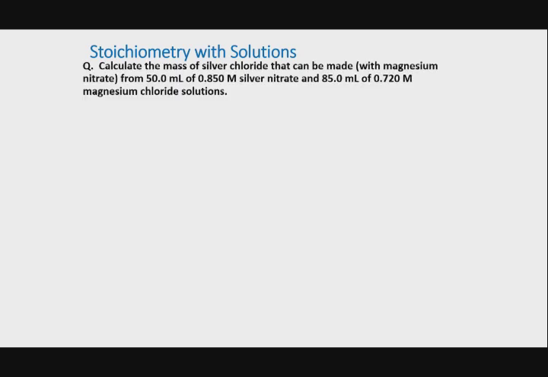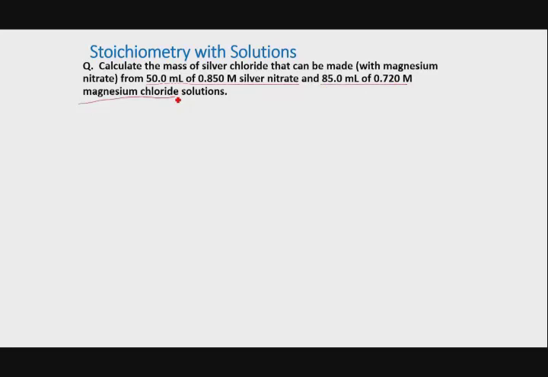So for example, if you look at this question right here, it is a reaction that's taking place between silver nitrate and magnesium chloride. A solution of silver nitrate, whose volume and concentration are given, is mixed with another solution of magnesium chloride to undergo a chemical process.